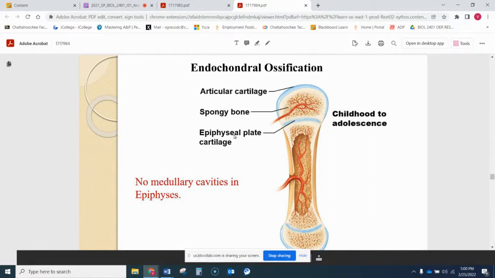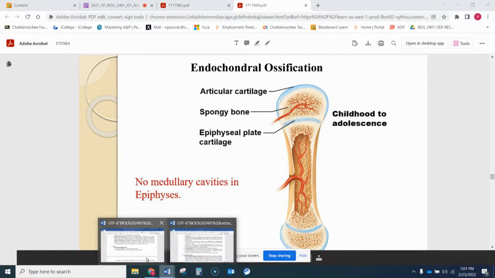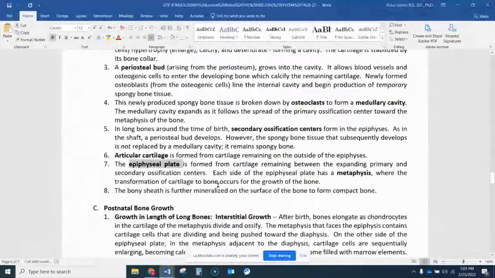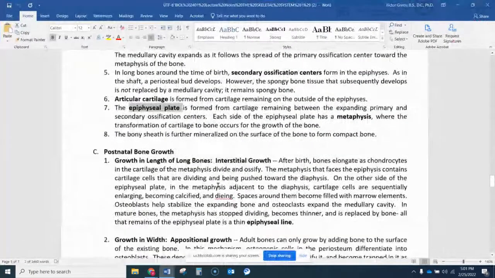So that would then be called an epiphyseal line. But this never goes away, right? This articular cartilage is there with you for your entire life. Right? So you're born with the epiphyseal plate and the articular cartilage, but the epiphyseal plate is gone when you reach full height. However, your articular cartilage remains throughout your entire life. Good.